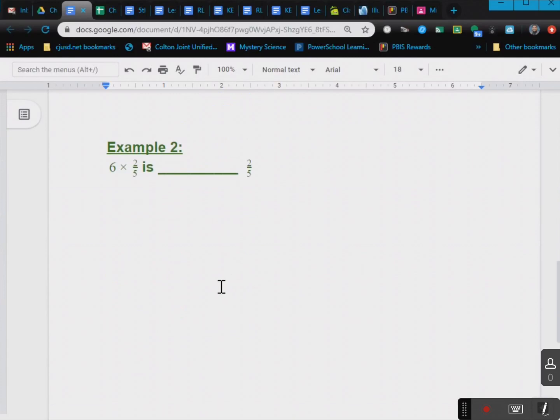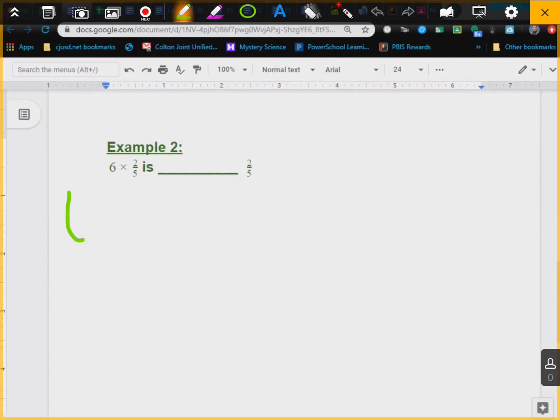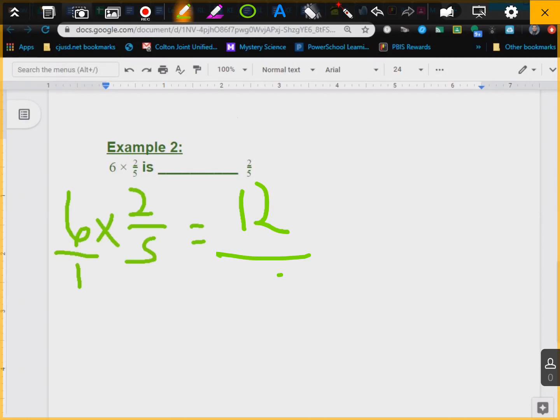Just like with this one, you're multiplying it by a whole number. So I want you to go ahead and take a guess. Do you think it's going to be less than, equal to, or greater than? Okay, well, let's go ahead and figure it out. Let's do 6 times 2/5, which is the same as 6/1 times 2/5. So 6 is the same as 6/1. So you have to do 6 times 2 is 12, 5 times 1 is 5.